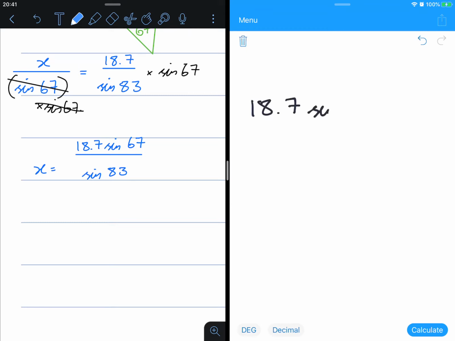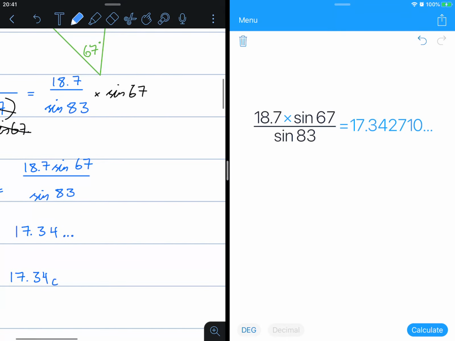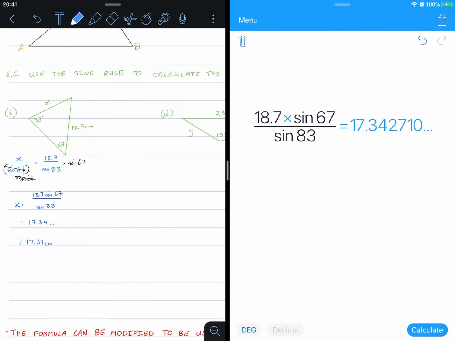18.7 sine 67 all over sine 83. This will give us 17.34... and we'll just round this off to two decimal places, so 17.34, and it's in centimeters, so 17.34 centimeters.